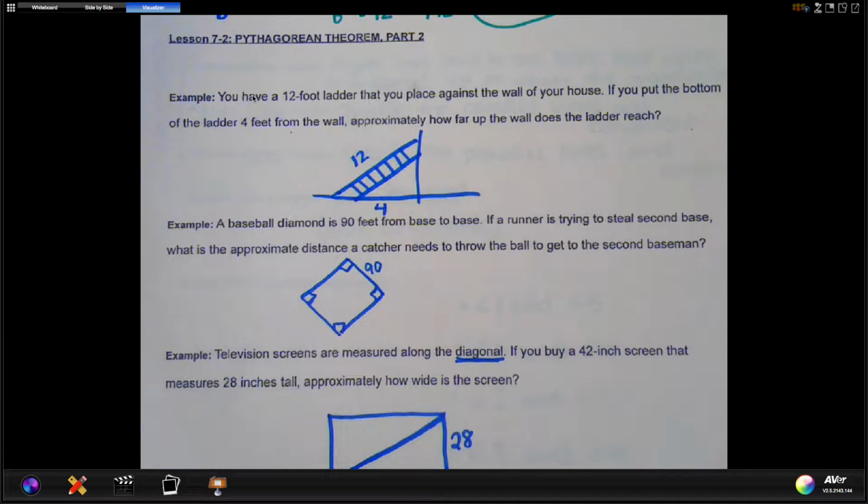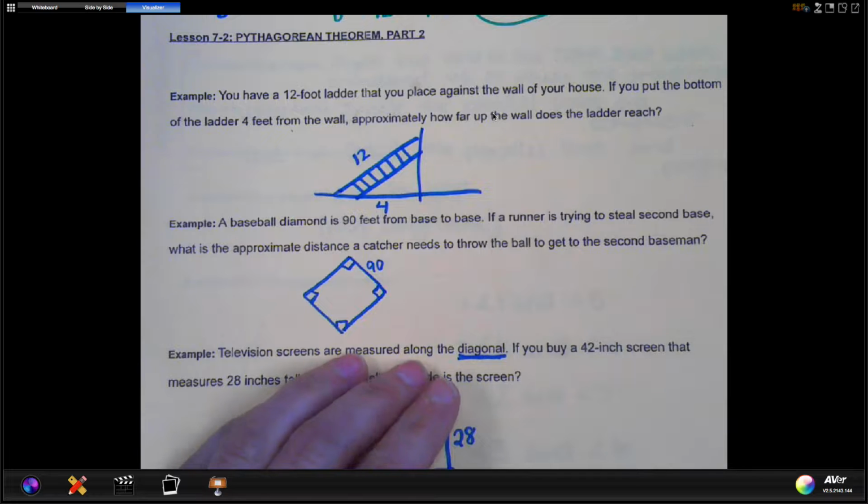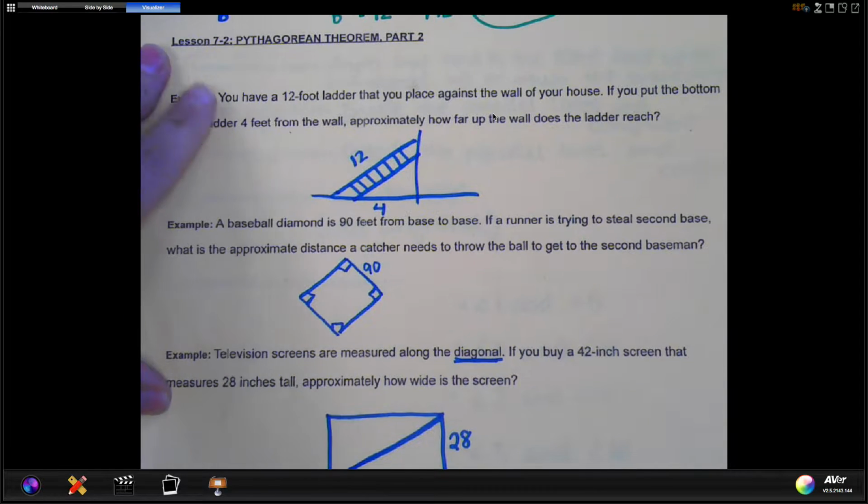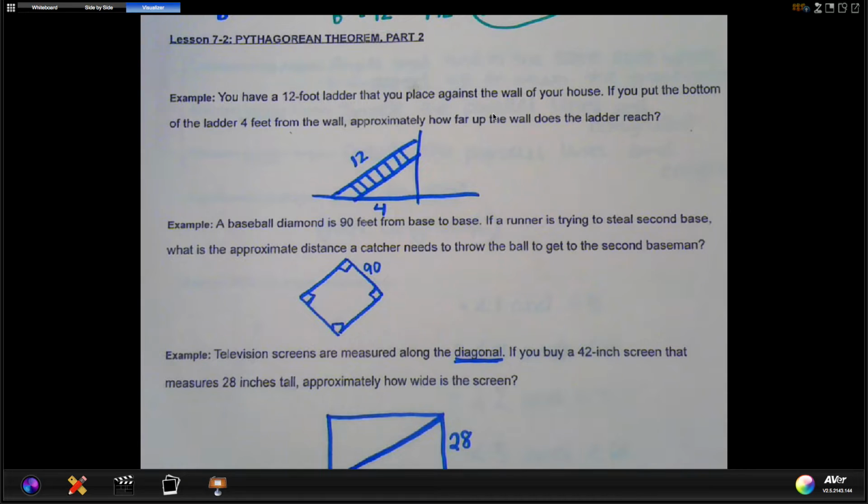If you have me for class, you're going to look at the last page of your note packet in the last section, which says Lesson 7-2, Pythagorean Theorem Part 2. The last thing we're going to focus on is story problems for Pythagorean Theorem. I have 3 examples, and I've already drawn in some pictures, which you can pause the video and do as well.